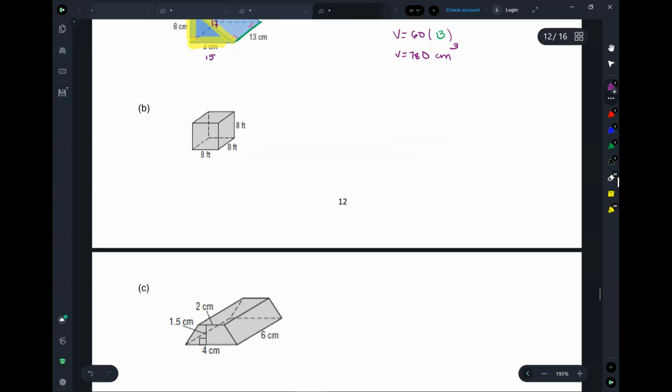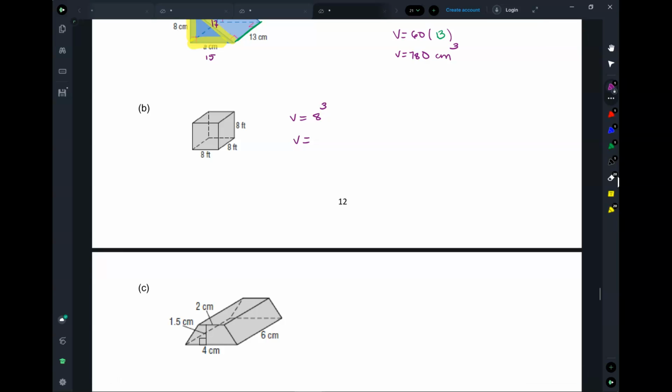All right. Now here I have a cube. A cube has the same side everywhere, the same length everywhere. So it's just going to be length times width times height. It's just going to be 8 cubed. So the volume is 8 cubed.